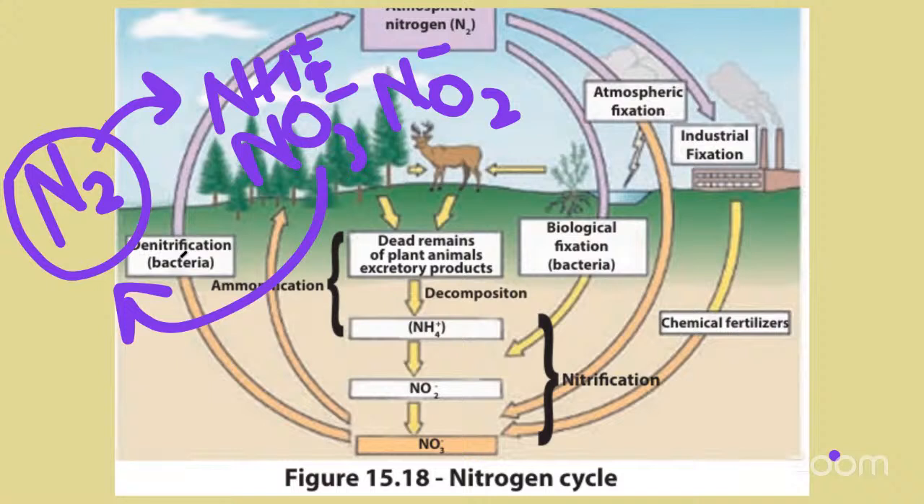Denitrification is the other way around. So ammonium ions and nitrates are going to be converted to atmospheric nitrogen. So it's the reverse of that, denitrification. All right. Okay, so you can see how this happens.